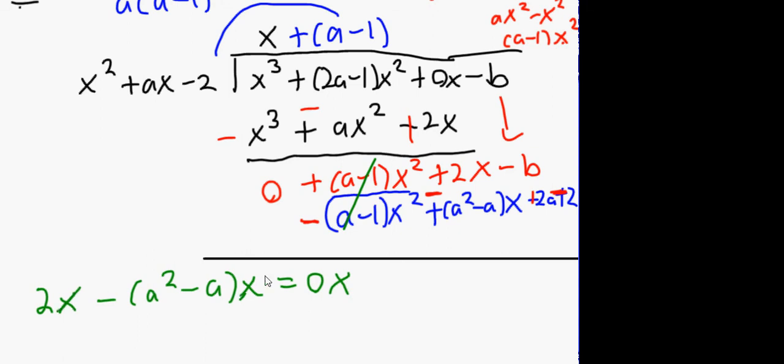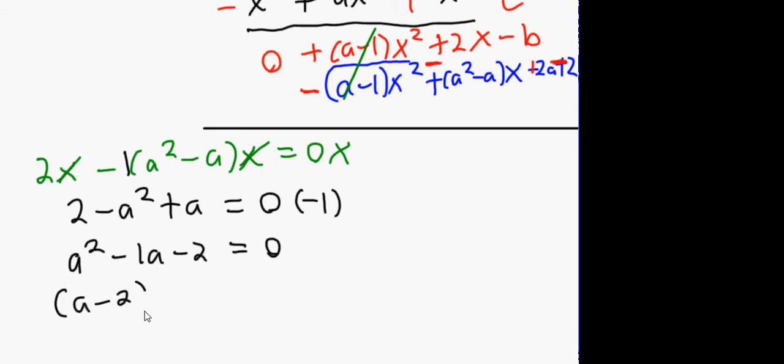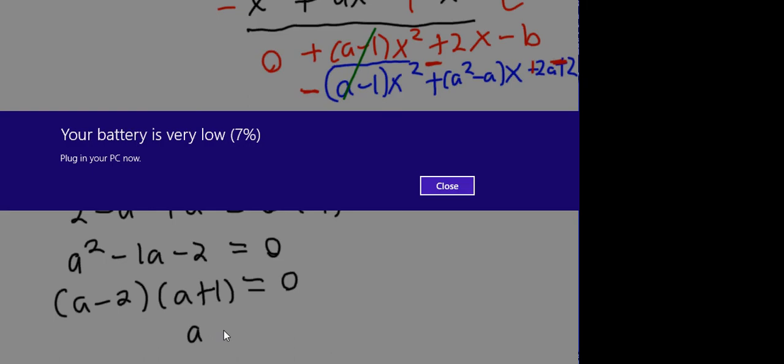Get rid of the x's. Get rid of the brackets. Remember there's a minus 1 in there. So we're going to get 2 minus a squared plus a equals 0. This here is a quadratic equation. Multiply by minus 1 and rearrange. I'm going to get plus a squared minus 1a minus 2 equals 0. I multiplied in there by minus 1, then brought the a's to the front. I'm going to factorize: a minus 2, a plus 1 equals 0.